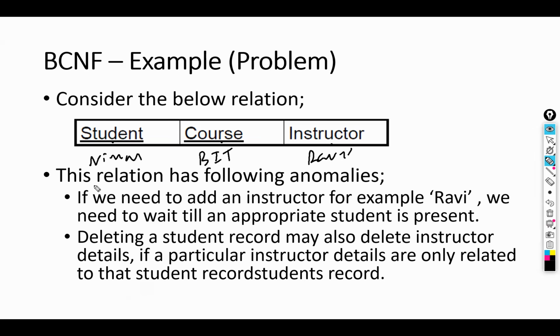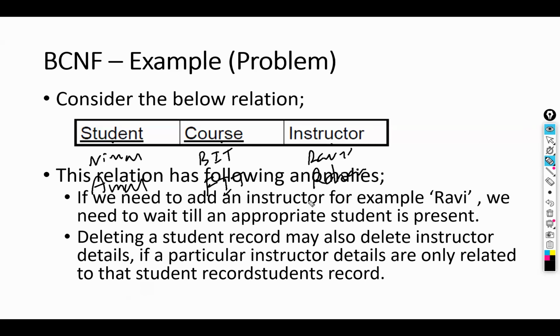So there's another student called Amal, FIT. The instructor is, say, Rohan. So if you have something like that, right? So this is our table. Assume there's no other table. Now what's wrong with this?